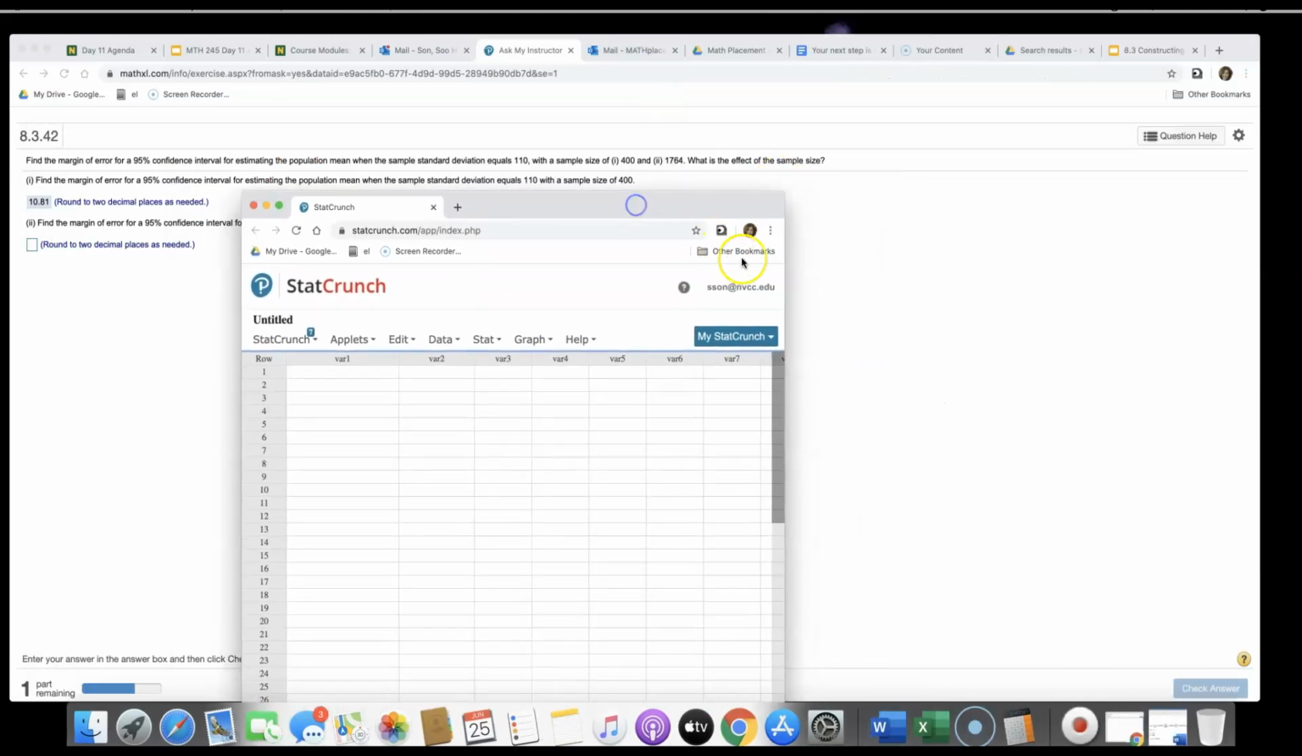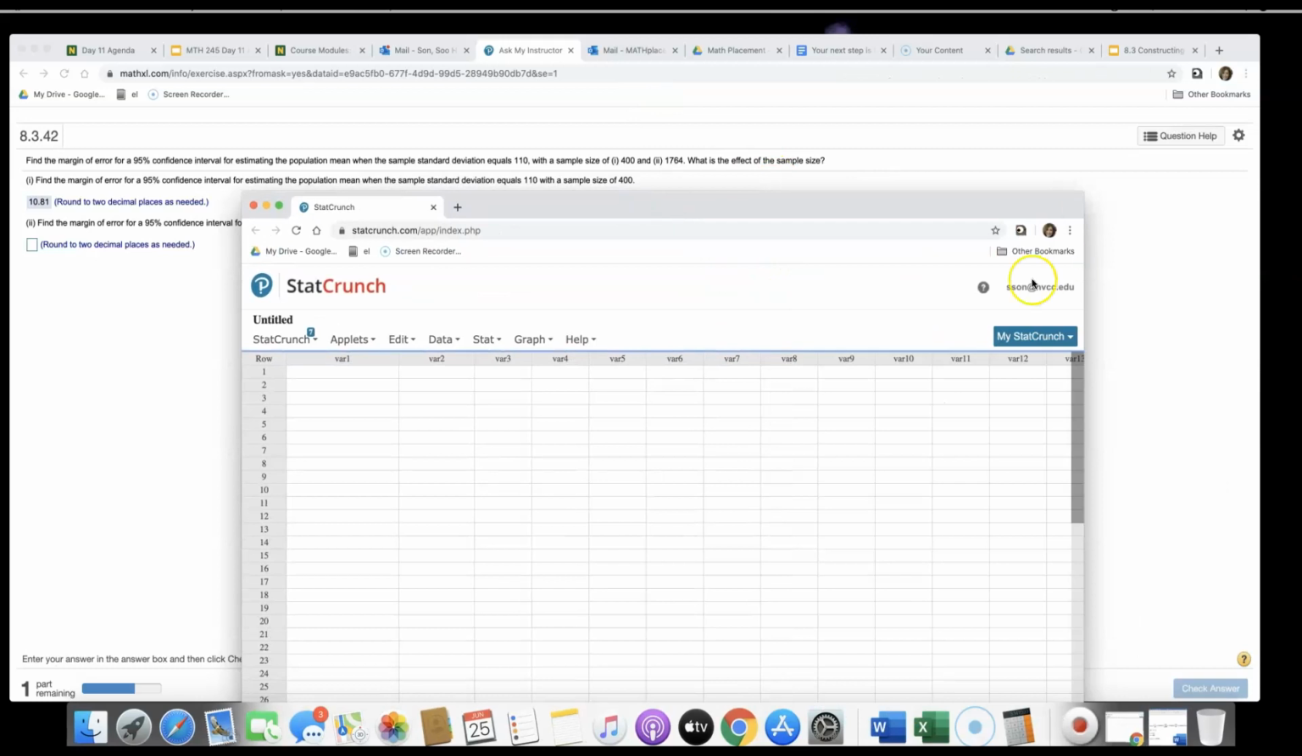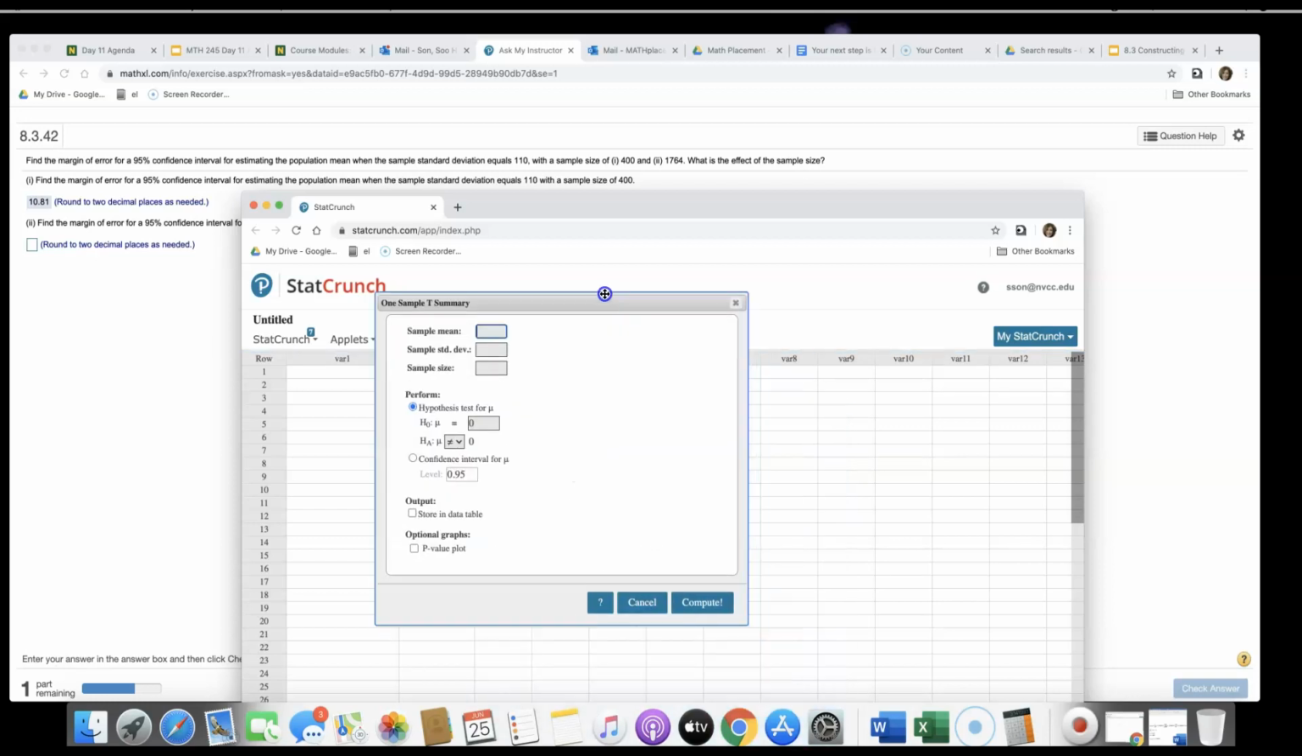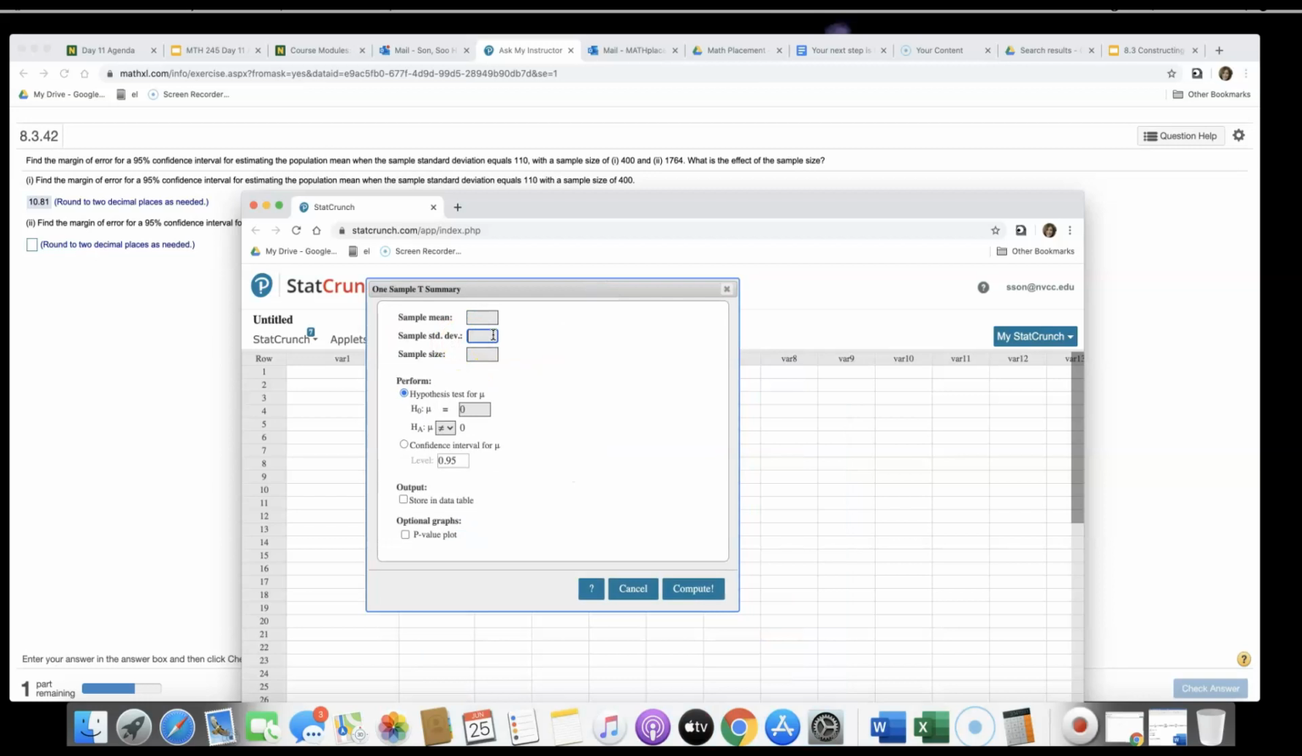We usually do these confidence intervals just by going to Stat and T-Stat. T-Stat, why? Because we don't know the population standard deviation. We got the sample standard deviation. So if you don't know the population standard deviation, we have to go with t-stats. Go ahead and click on one sample and with summary. Now let me show you what we have available. We know that the sample standard deviation is 110, and we also know that the sample size is 400, right? The reason I can't use this method directly is because nobody gave us the sample mean.